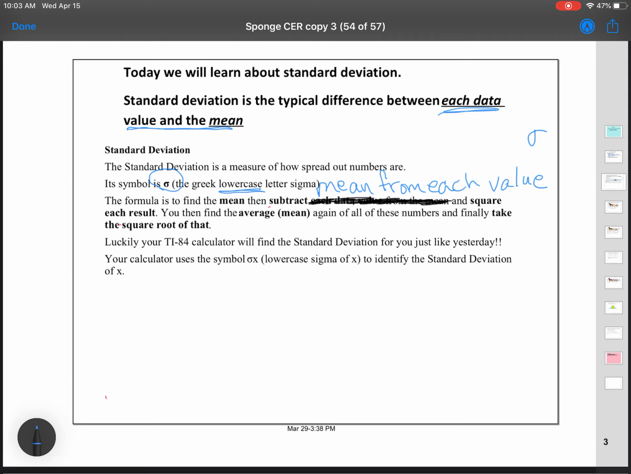The formula that you would use to find it: you need to find the mean first. Then you subtract the mean from every value and square every result. And then you find the average again of all those numbers and take the square root of that. We don't have our TI-84 calculators that we're going to use, but on our worksheet today, we will be giving you the mean and the standard deviation so that you may work the problems. If we were doing it on the calculator, you would see this to stand for standard deviation on your calculator.